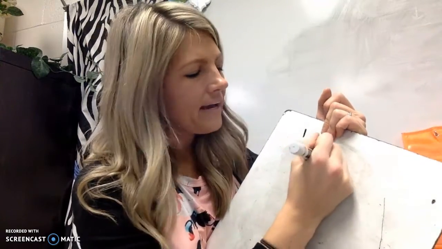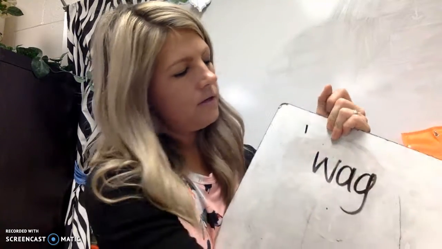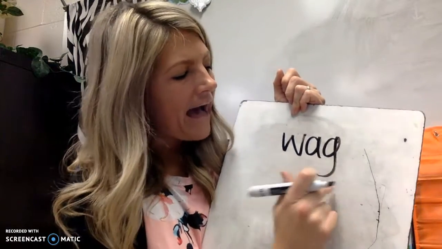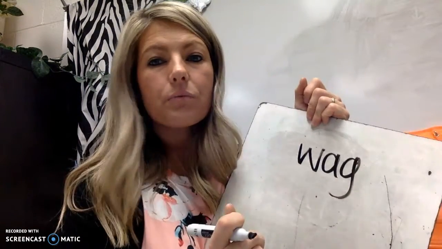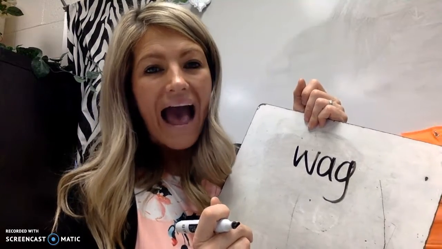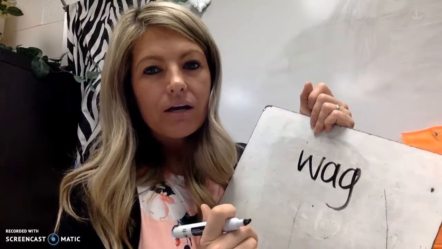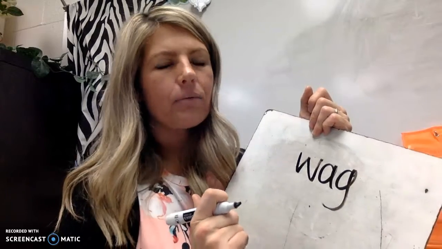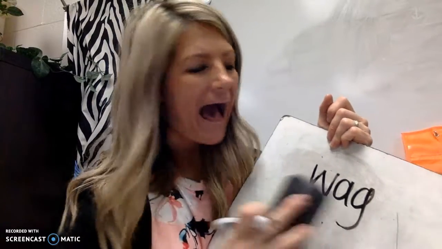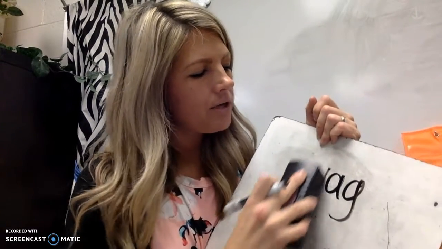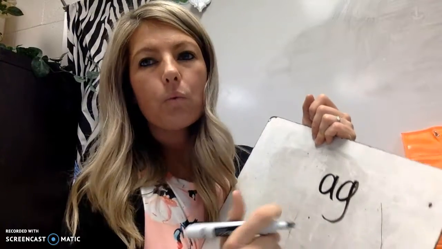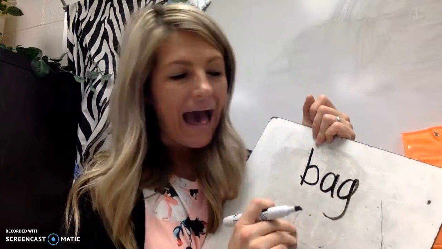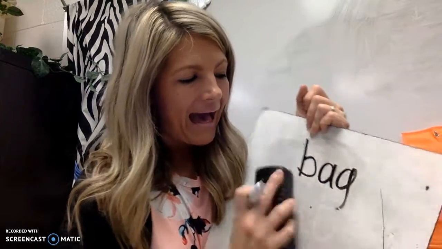Let's try it with another combination. We've got wag, and if I sound that out, w-ag, wag. If I want to change this to the word bag, wag, bag, I can hear w at the beginning of wag, and I can hear b at the beginning of bag. So I'm going to change out my W, wag, and I'm going to change it out for a B, bag, wag, bag.